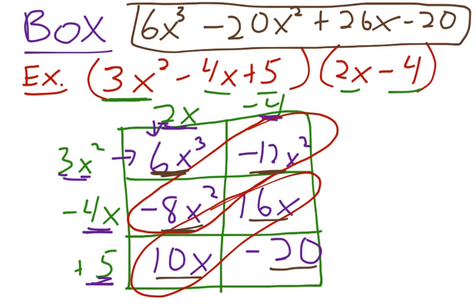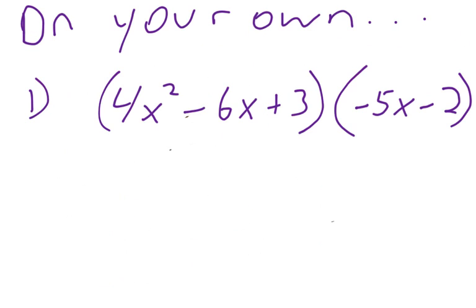Why don't you try one on your own? You can pick your method, and then we will check it. And here you are. Alright, go ahead and write this one down. You can pause the video and try it, and we will check it in just a minute. Again, you can choose your method, foil or box.